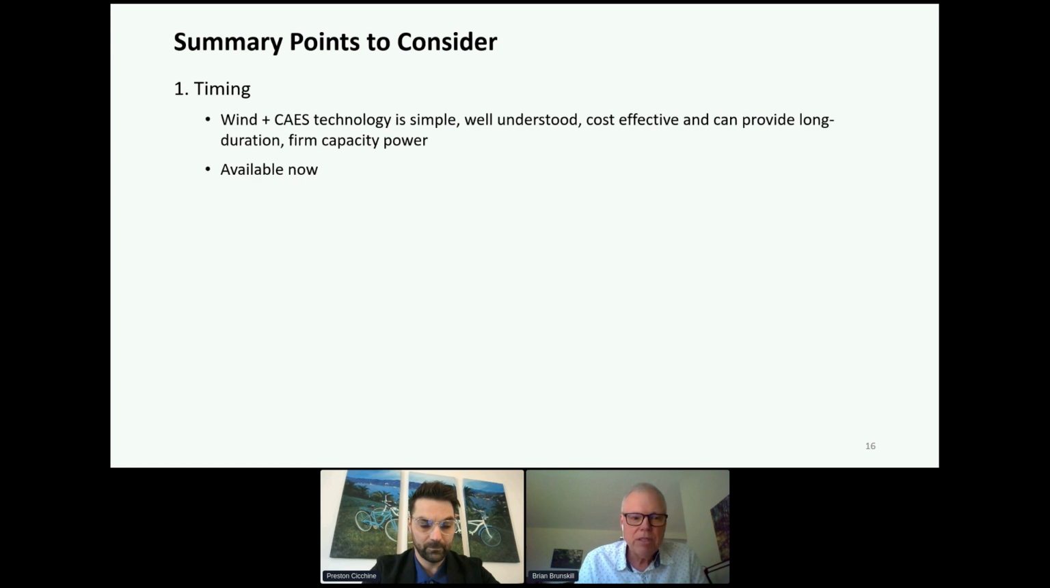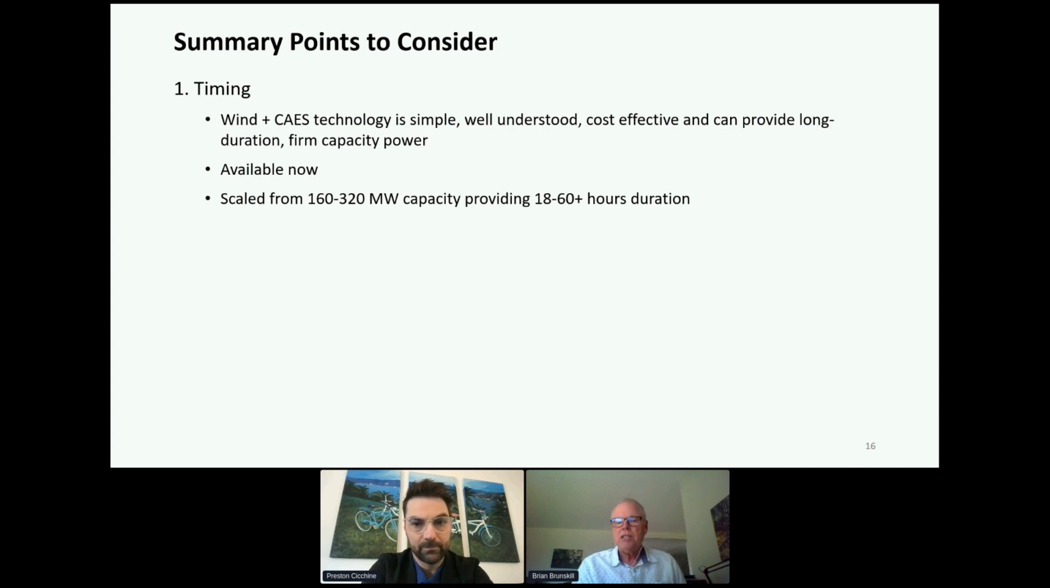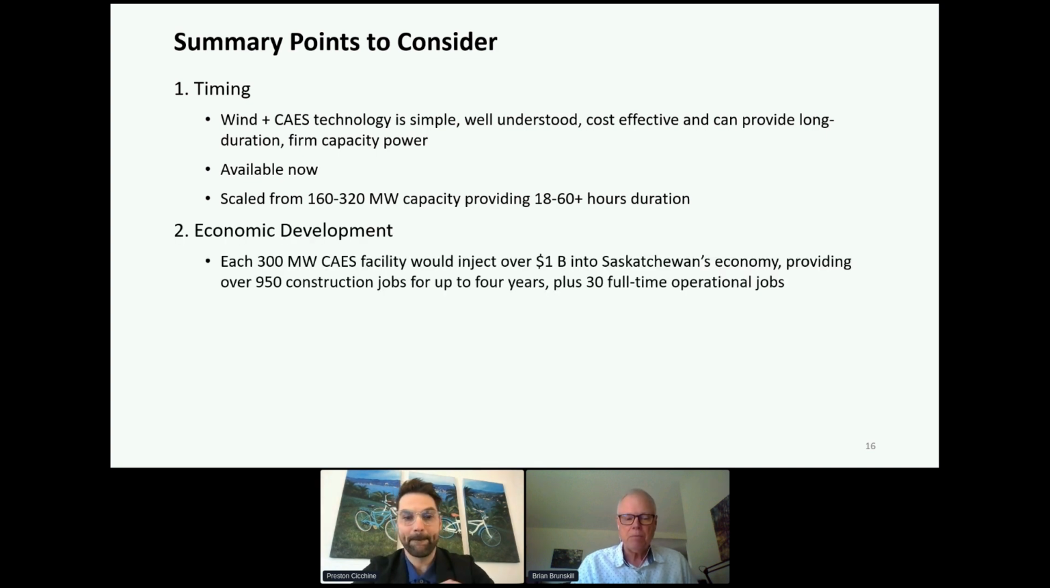A few summary points. Wind and CAES technology is simple, well understood, cost effective, and can provide long duration, firm capacity power. And this technology is available now. It can be scaled from 160 to 320 megawatt capacity, providing 60 plus hours of duration, depending on how all the pieces are fit together.